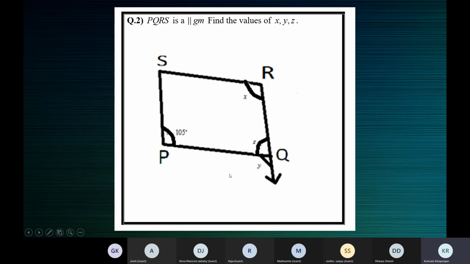See, and we know what a straight angle is. What is the measure of a straight angle? 180 degrees. So since they lie on a straight line, they make a straight angle. So Y plus Z is equal to 180 degrees. And we found Y is 105. So 105 plus Z is equal to 180. On working that, we find Z is equal to 75 degrees.